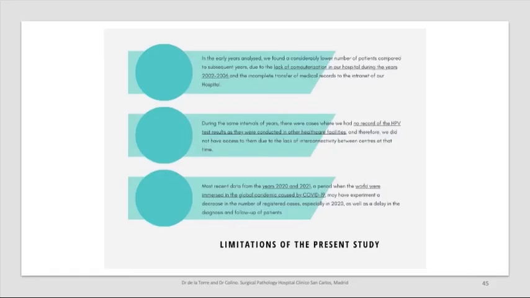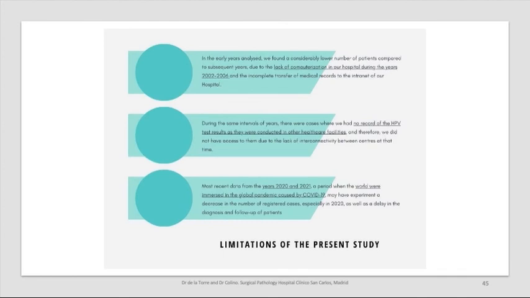Regarding limitations, in the earlier analyzed years, patient numbers were considerably lower due to the lack of hospital computerization from 2002 to 2006, gradual implementation in subsequent years, and incomplete medical record transfers to the hospital intranet. Additionally, during the same years, we lacked HPV test results for cases conducted in other facilities due to a lack of interconnectivity. Moreover, the study includes data from 2020 and 2021 amidst the global COVID-19 pandemic.